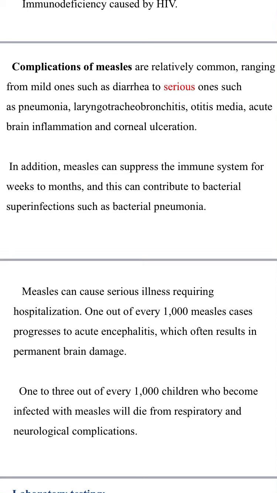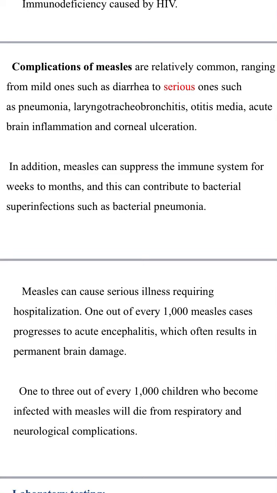Complications of measles are relatively common, ranging from mild ones such as diarrhea to serious ones such as pneumonia, laryngotracheal bronchitis, otitis media, acute brain inflammation, and corneal ulceration. In addition, measles can suppress the immune system for months, and this can contribute to bacterial superinfections such as bacterial pneumonia.